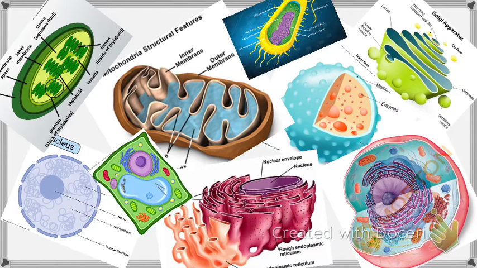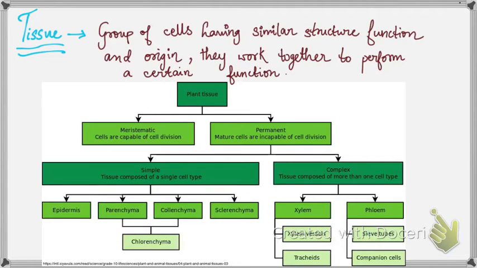So what is a tissue? How many types of tissues are there? How do they perform their functions and everything? So let's start. Tissue is a group of cells having similar structure, function and origin. They work together and perform a particular function in a human body.